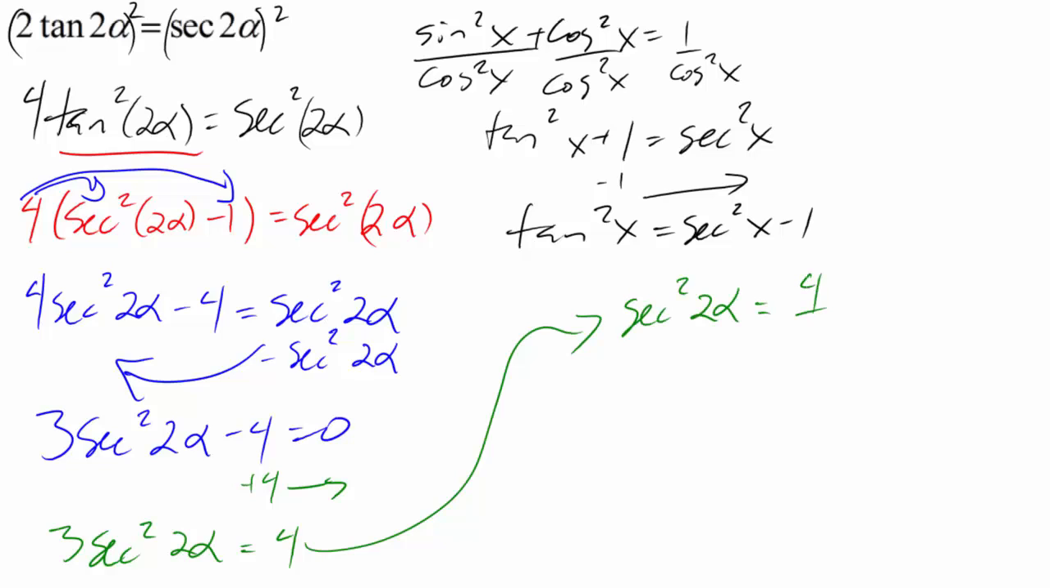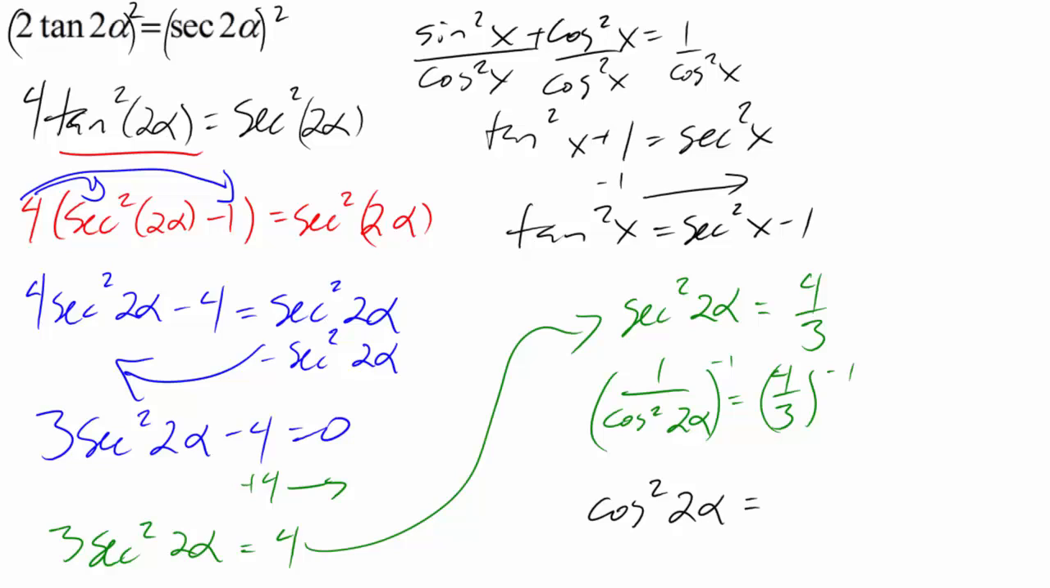equal to 4/3. Right, now, since secant squared is just 1 over cosine squared 2 alpha, then what I can do here is raise both sides to the negative 1 power. Basically, all I'm looking to do is flip both sides. Since there's just a single fraction on each side, that allows me to make that happen. The raising to the negative 1 power is the mechanism by which that's going to happen. So we're left with cosine squared of 2 alpha equal to now 3/4 instead of 4/3.